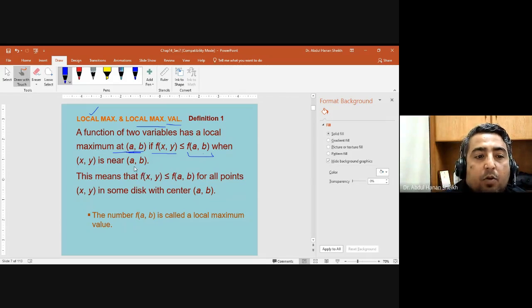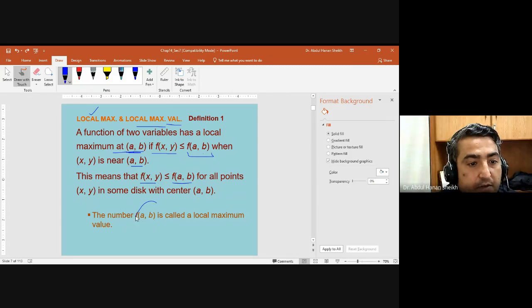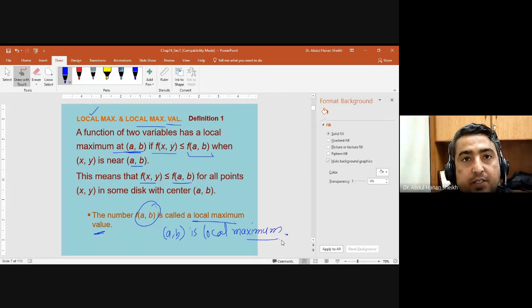Okay? Now this point a comma b is a local maximum, and this means f of x comma y is less than this number for all points in this neighborhood, and then this value f of a comma b is called the local maximum value. Now there is a difference. So this is the local maximum value, and a comma b is the local maximum. All right, there is a difference between local maximum and local maximum value. The local maximum value is the value of the function at the local maximum point.